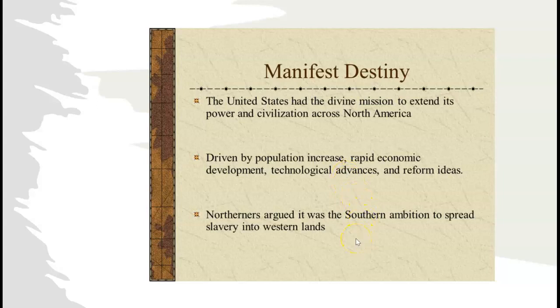Okay, Northerners and Southerners are going to argue that this ambition is going to push slavery into those Western lands, which is going to lead to increased sectionalism, because the South is only worried about what the South is doing, and the North is looking at the South and not liking it, but they're really just focused on what the North is doing, which is manufacturing.